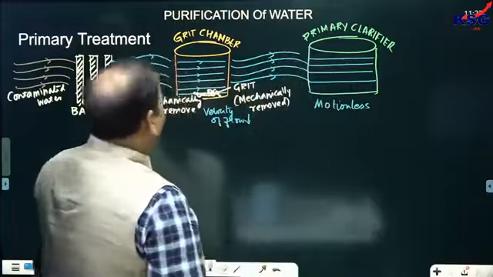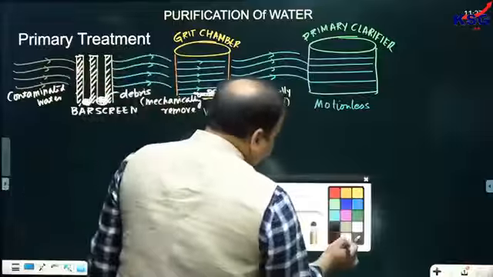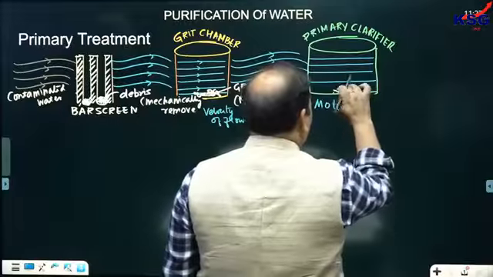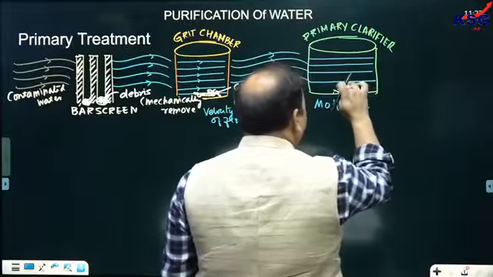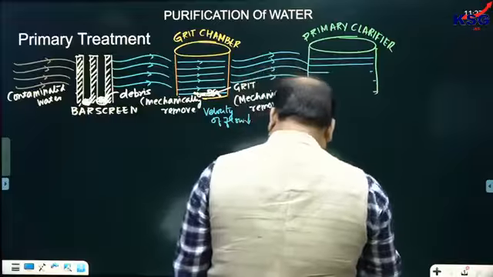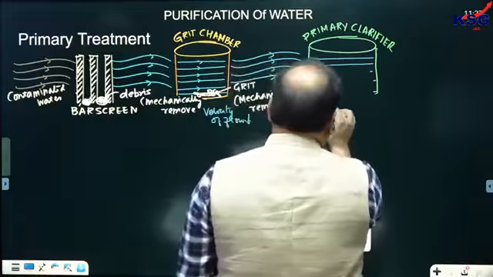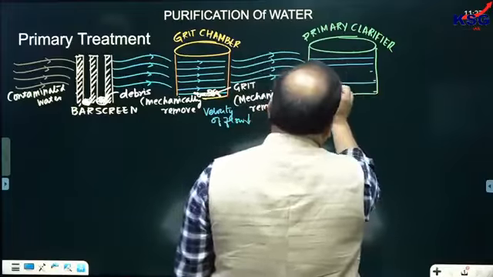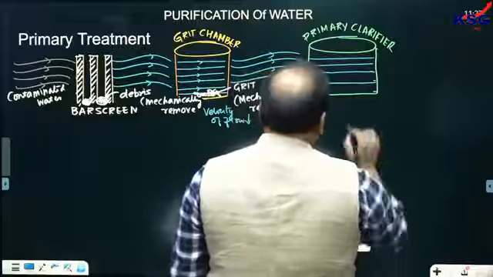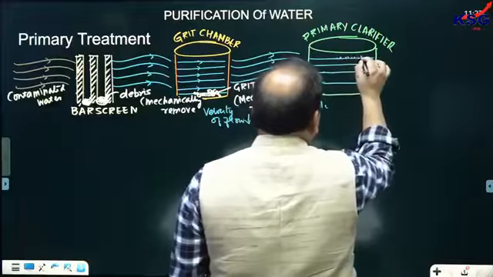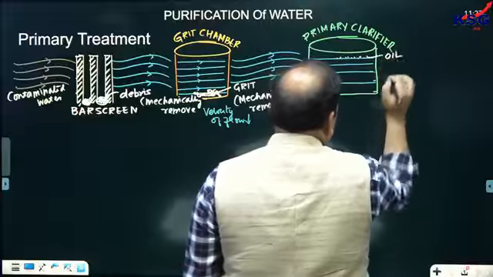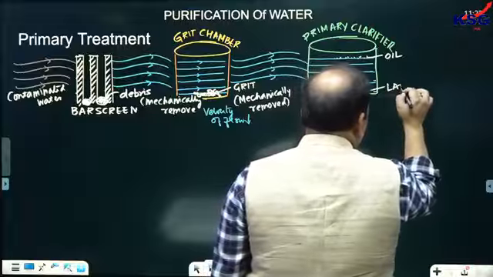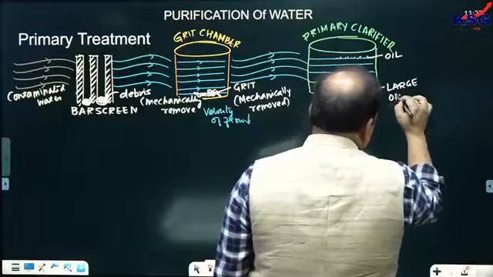Motionless. And what happened due to this? Suppose these are the large organic matter. The large organic matter would be settling down, but the oil would be suspended. So here we are saying that the oil over here is suspended, and the large organic matter is settling down.